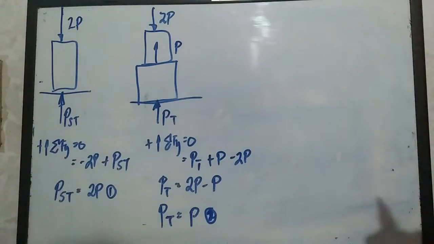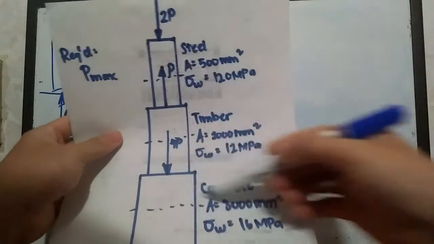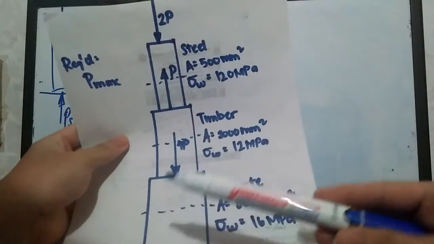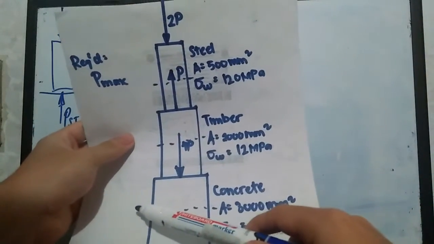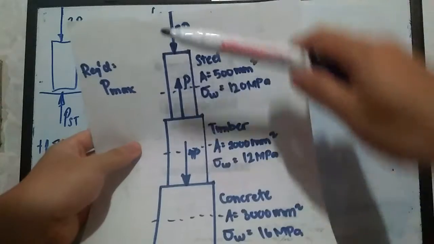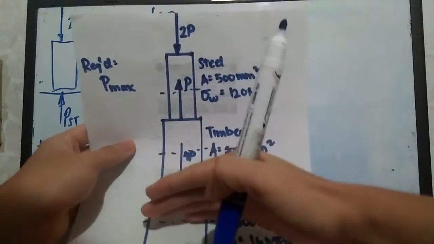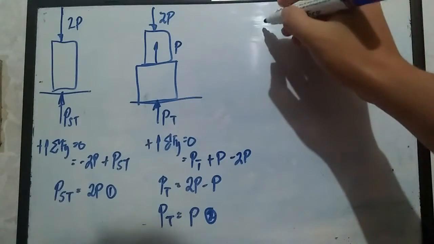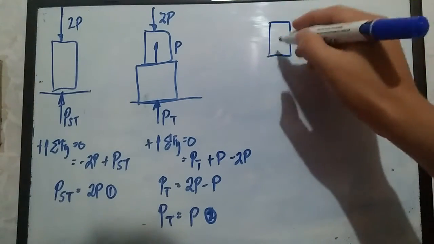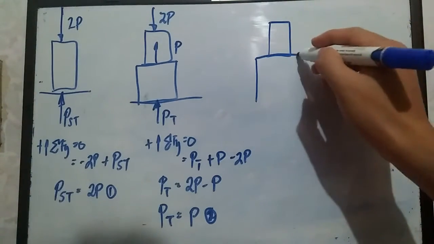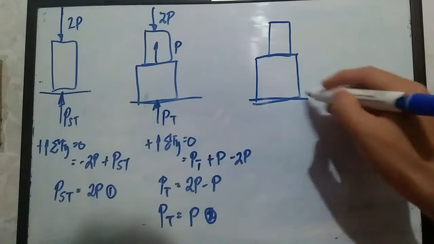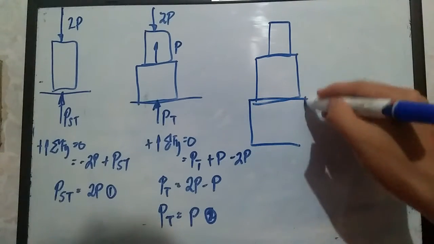Then let's proceed to the concrete section, which is this one. So we managed to section our concrete at this portion, so we don't know what is the equivalent length. So for now, we don't need the length. So we're going to consider everything that is on top because we are sectioning. So by doing that, this one is the steel, this one is for the timber, and this one is for the concrete. Going like this.